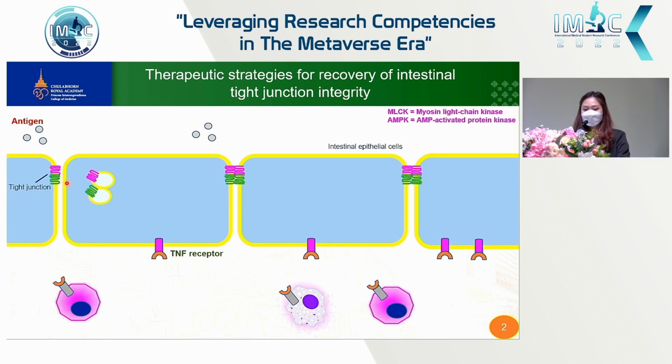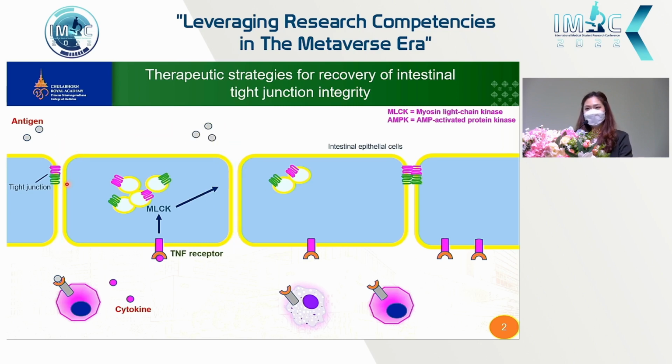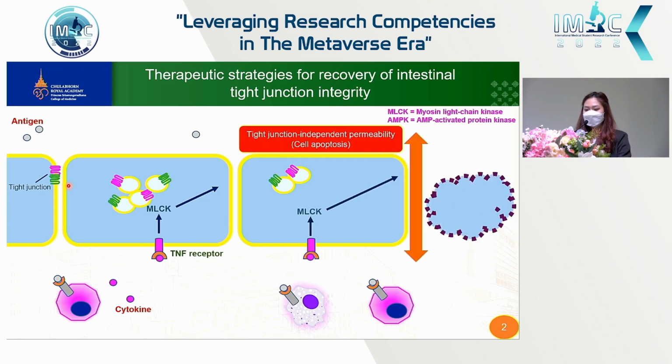Once it is disrupted, antigen from the lumen flows through the paracellular space, triggering immune cells. These immune cells release cytokines, which cause inflammation. Cytokines also stimulate myosin light chain kinase, or MLCK, resulting in tight junction-dependent pathway permeability. This then becomes a vicious cycle as the antigen level rises, causing more cytokine release, and in severe cases, if there is too much inflammation, it will lead to cell apoptosis. Once the tight junction-independent permeability stage is reached, ulcer erosion will have begun.